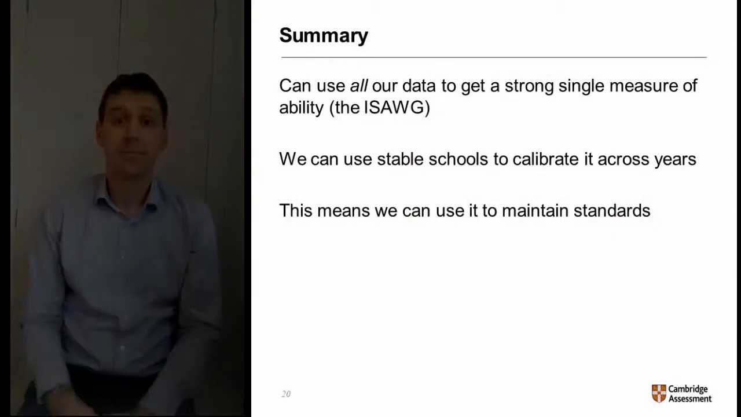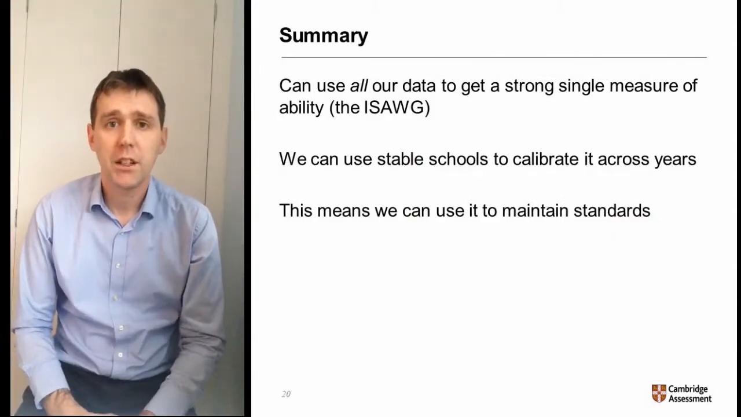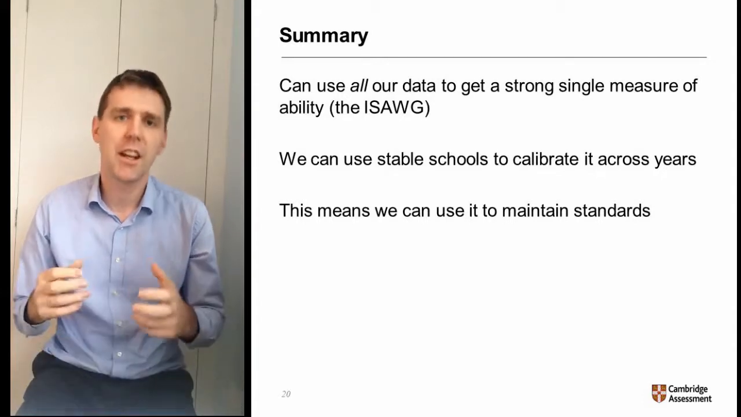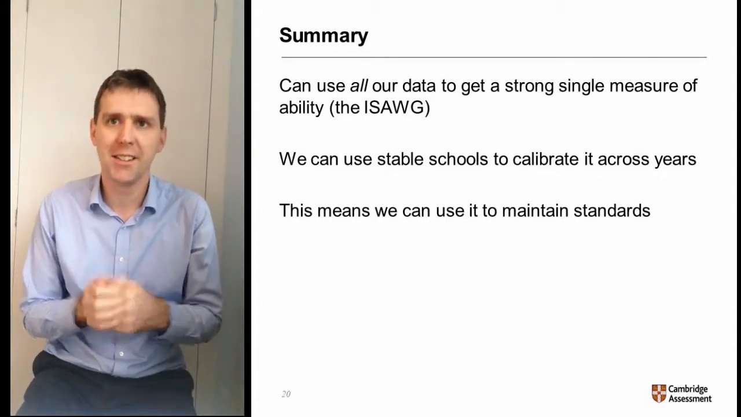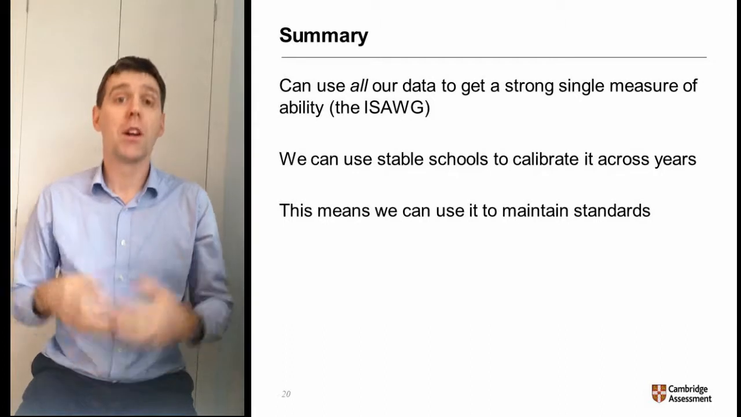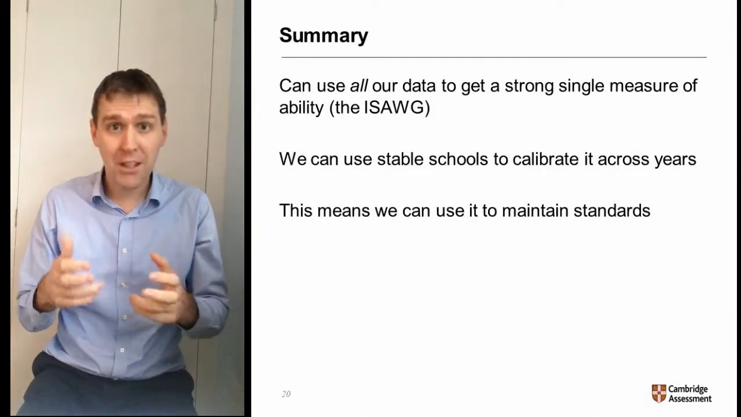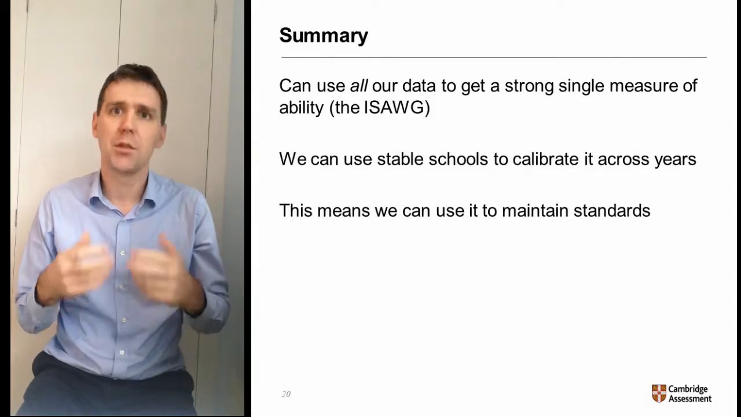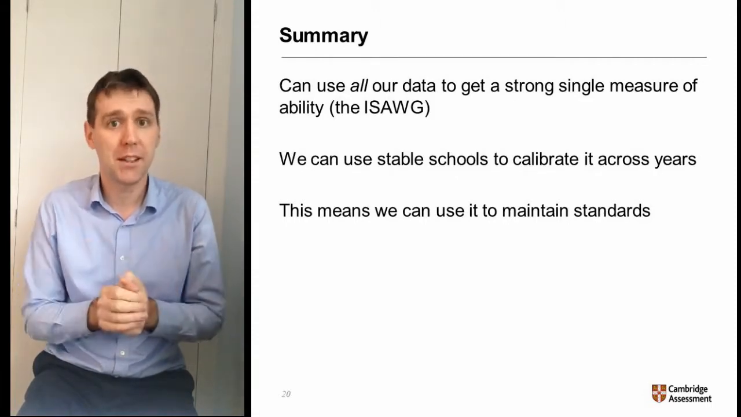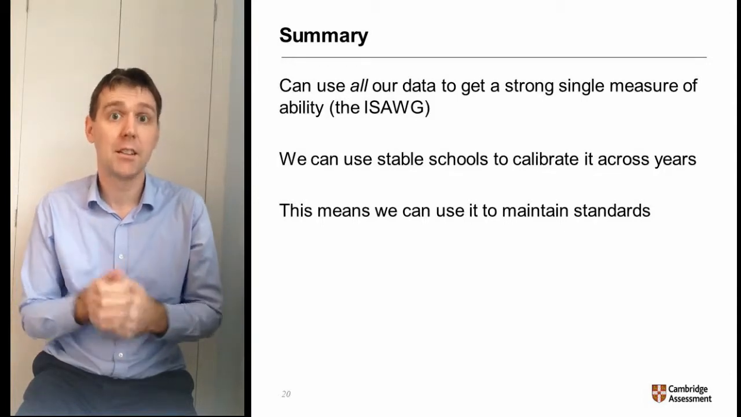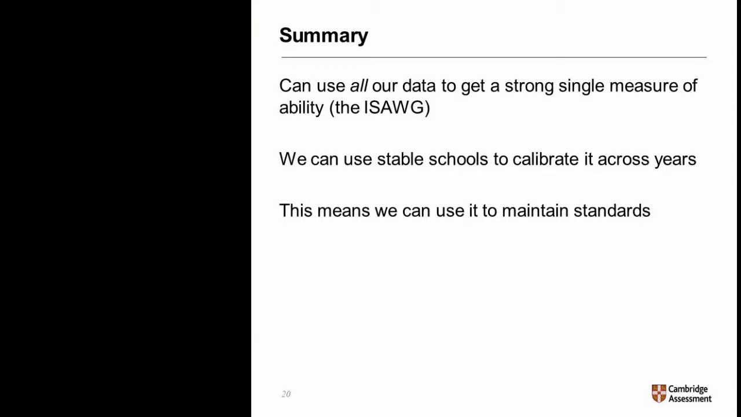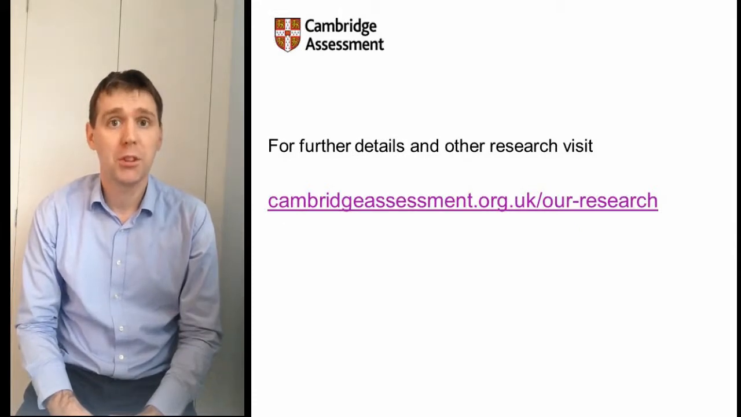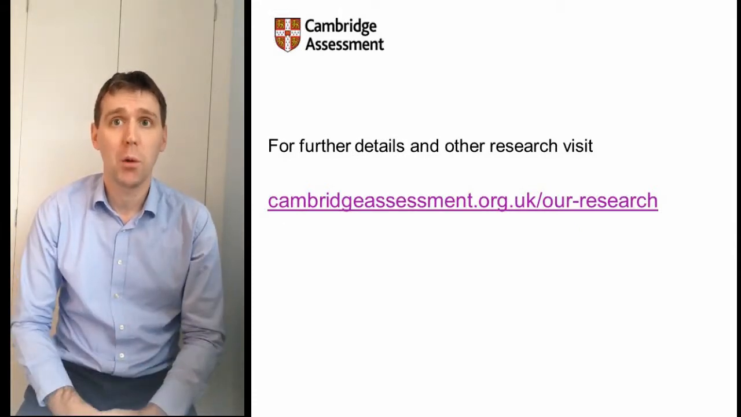Low error. So to summarise, we can use all our data to get a single measure of ability, the ISORG. We can use stable schools to calibrate it across years, and once we've done that, we can then use it as one source of evidence to help us maintain standards over time, using all our data to help us maintain standards. A conference paper giving a lot more detail about this research is available on our website.